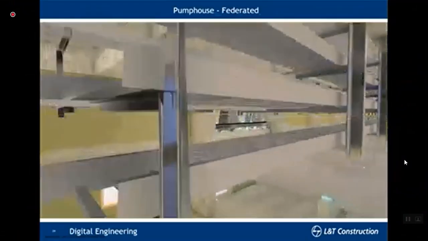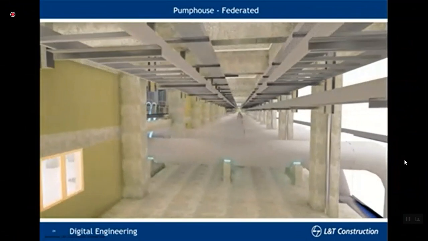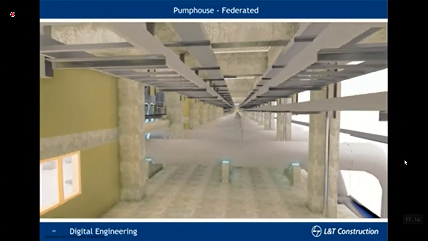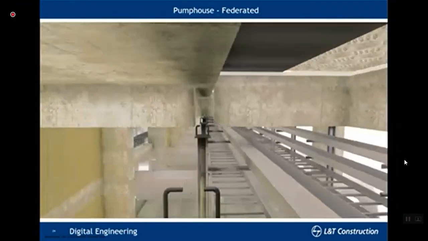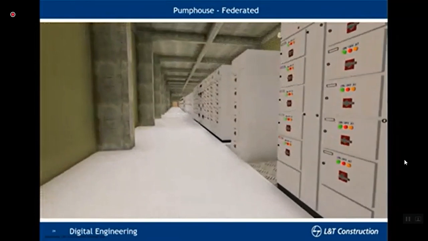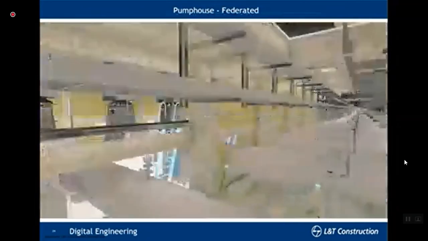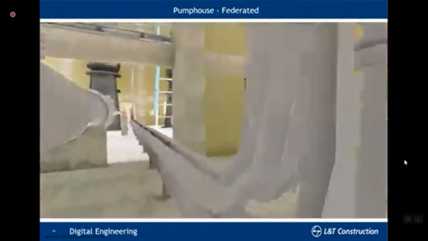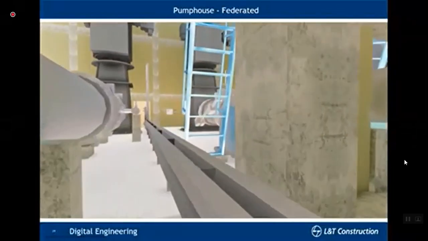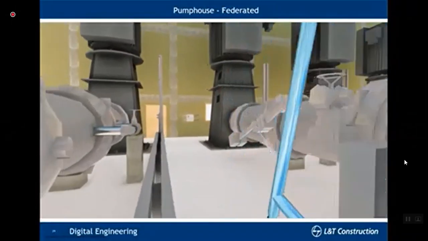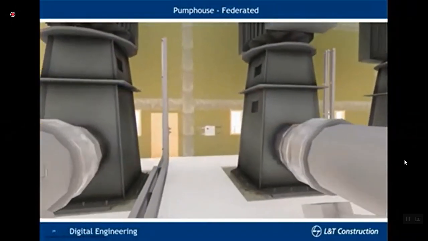So I am hoping these kinds of visual samples make your thought or the process very clear. Independent disciplines will work and then we federate them together. We verify if there are any clashes and make it a clash-free federated model. Now, this federated model, what you are seeing, has all the discipline models with it.